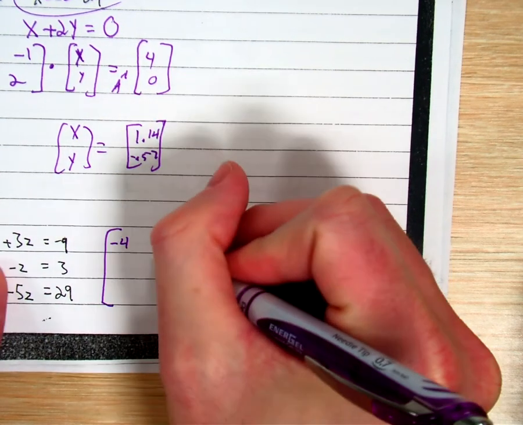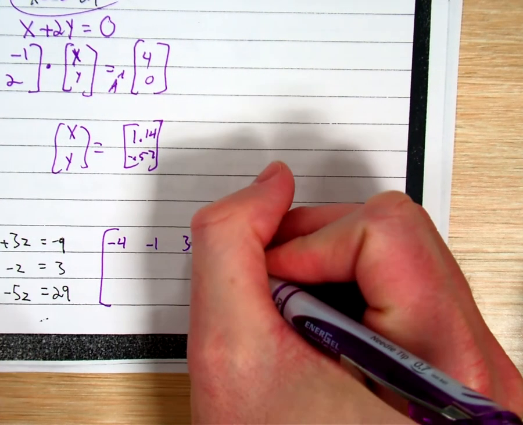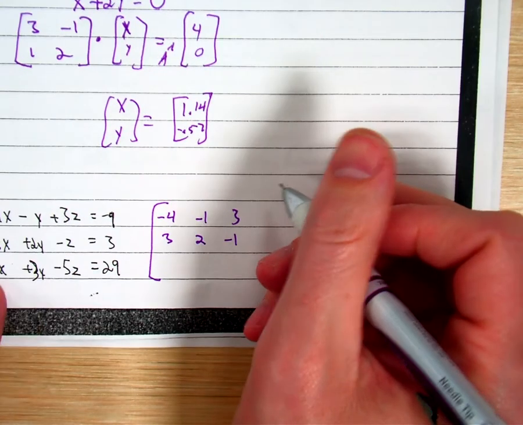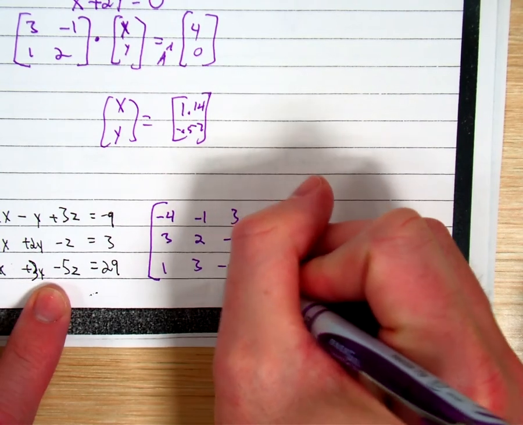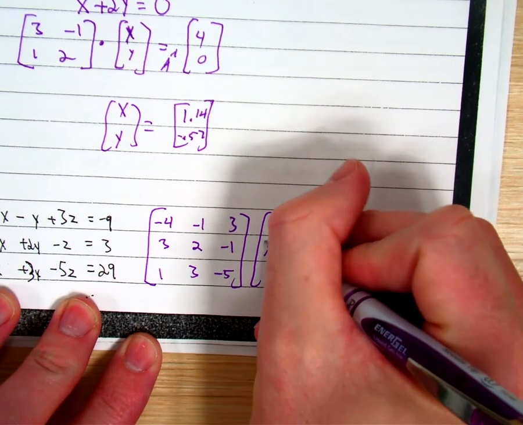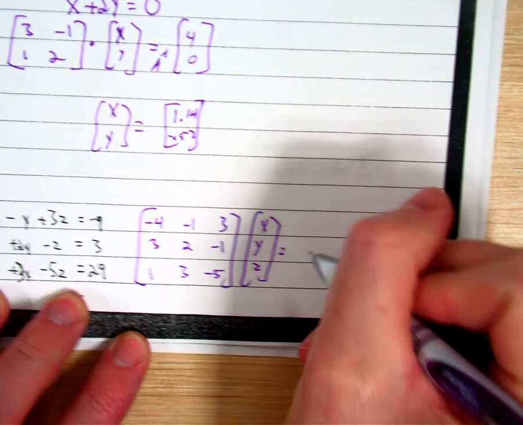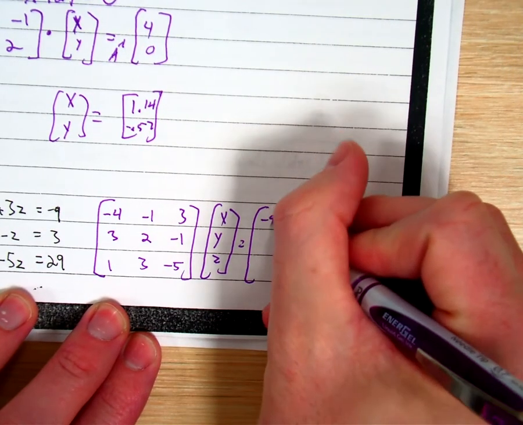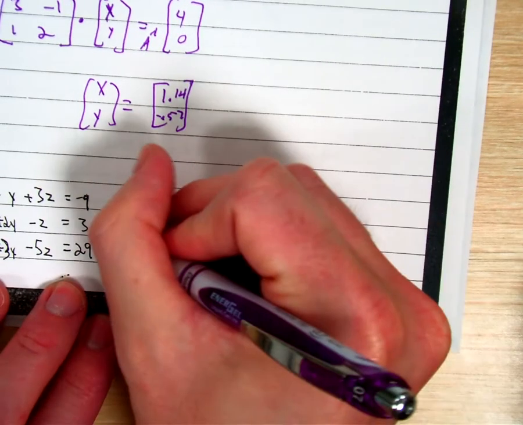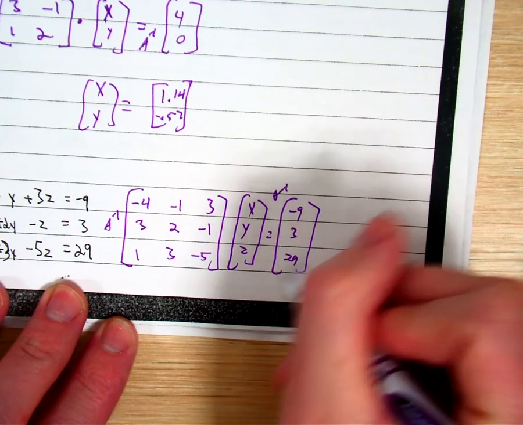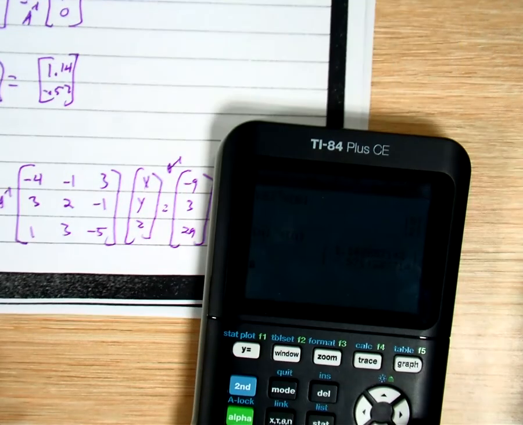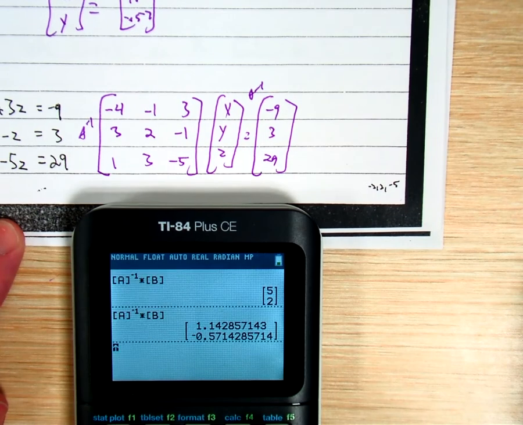So we got negative 4, negative 1, 3, 3, 2, negative 1, 1, 3, negative 5, x, y, z, negative 9, 3, 29. All right, and we would do A inverse. Okay, so getting ready to type these in.